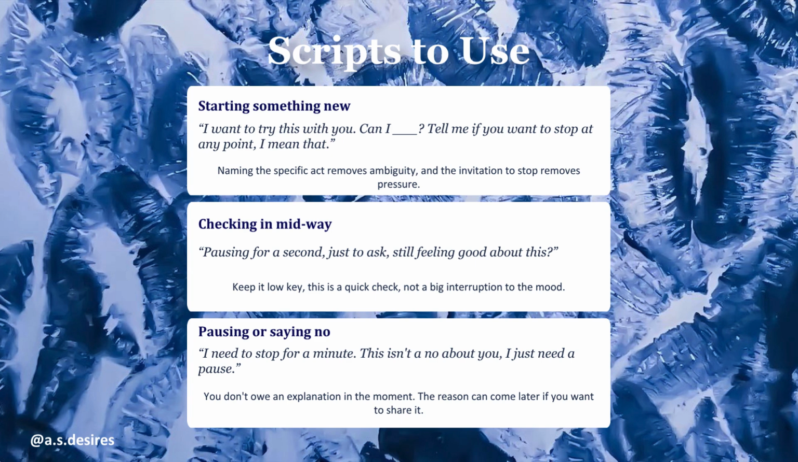Next, pausing or saying no. You could say, "I need to stop for a minute. This isn't a no about you, I just need a pause." You don't owe anyone a full explanation in the moment. The reason can come later if and when you want to share it. Separating the pause from a personal rejection is doing a lot of work in just one sentence.